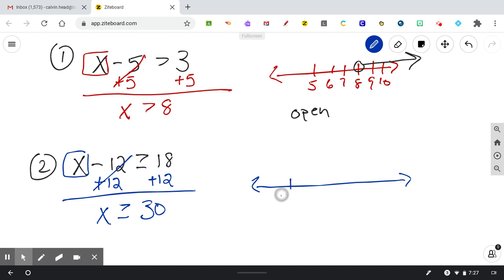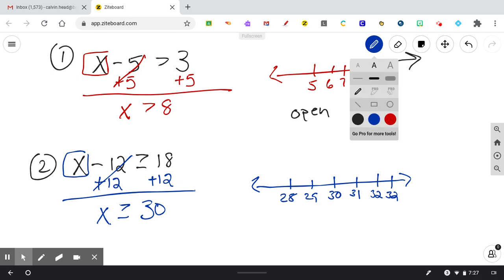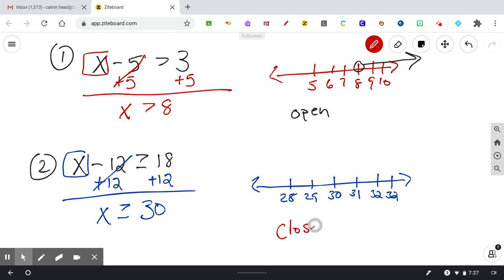I'm going to draw my line over here. So I'm going to start right here. I'm going to say 28, 29, 30, 31, 32, 33. Okay. Is that open or closed? This is a closed. So I put a closed circle on 30. And it's shading to the right. So I draw my line to the right.